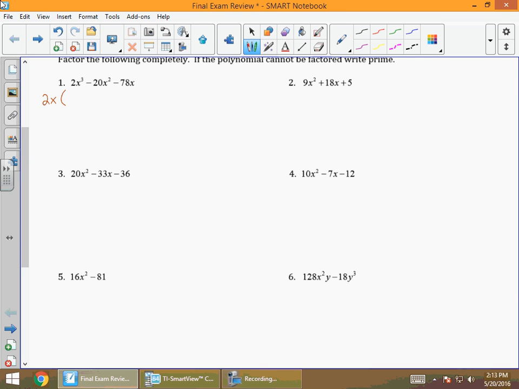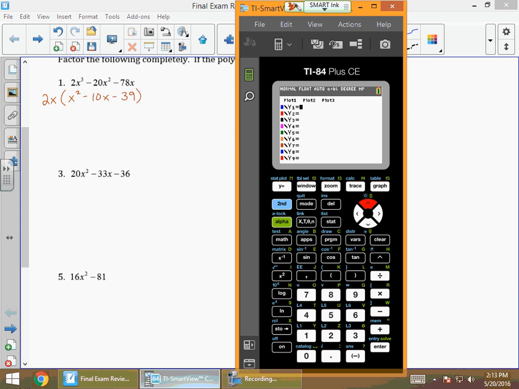So if I factor out the GCF of 2x, I'll be left with 1x squared, negative 10x, and negative 39. And now I need to look at the trinomial that's in parentheses and try to factor that as well. So here is the little trick that I use with my calculator. I go to y equals. I'll do a times c, so 1 times negative 39 is negative 39. And I divide by x.